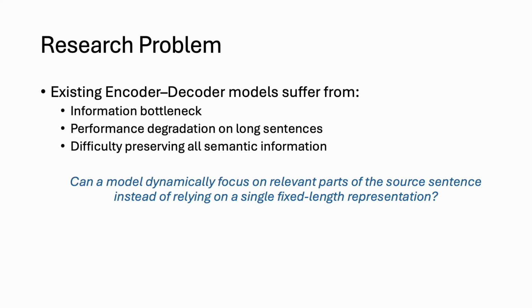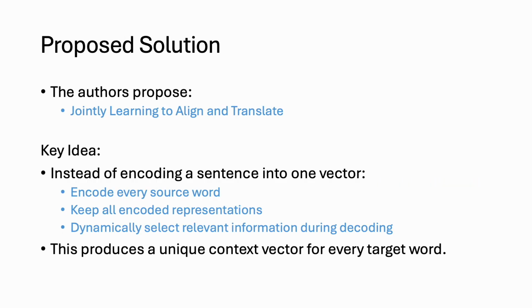So what if our model can dynamically focus on the relevant parts of the source text during the machine translation process? In other words, what if we give a separate context vector for each target word? So they have proposed a solution. The key idea of the solution is to produce a unique context vector for every target word.